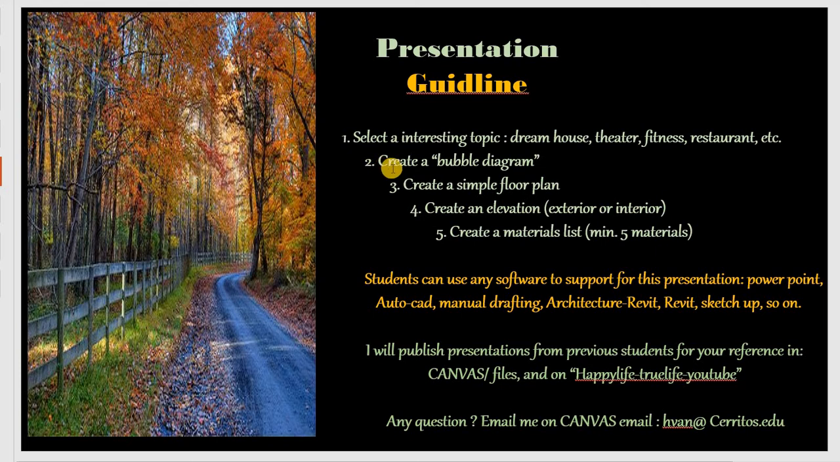The second step, I show you how to create the bubble diagram. And the third one, after you have the bubble diagram, you create a simple floor plan. And number 4, after you have the floor plan, you create an elevation, usually exterior or interior, whichever you feel looks very good on your topic. And number 5 is create a material list. I need a minimum of 5 different kinds of material. For example, you use wood, cement, glass, stone for your house, and just click on there. Okay, so this is very easy.